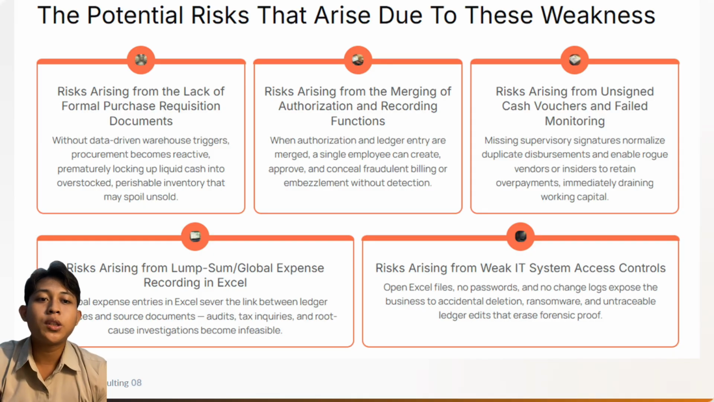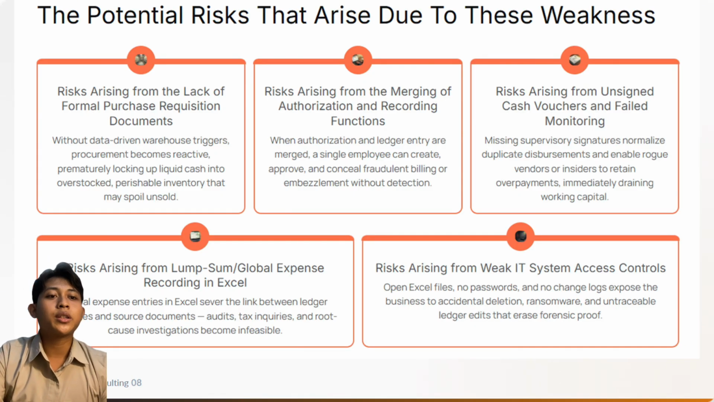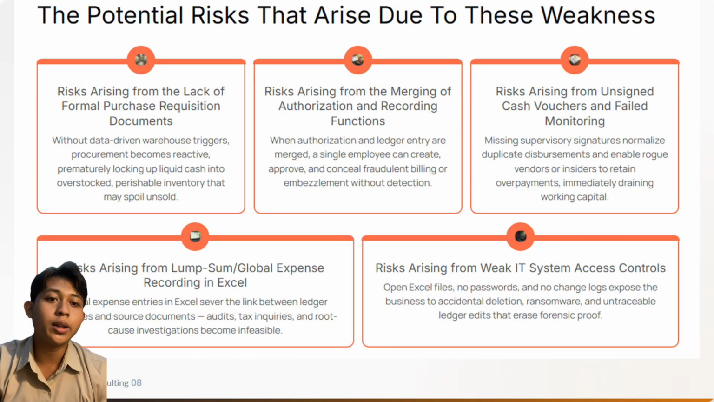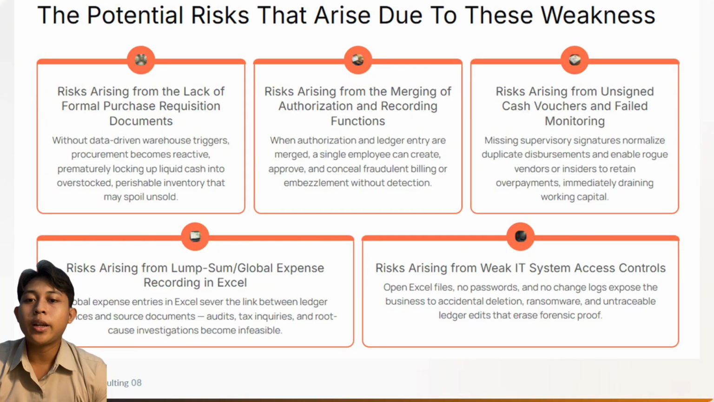Total elimination of check and balance. A human error, such as entering an extra zero on an invoice amount or missing vendor details, will remain completely invisible because the person who inputs the transaction is the same person responsible for ensuring its recording accuracy. There is no second line of defense to catch errors before they distort the financial ledger. And then the third is risk arising from unsigned cash voucher and failed monitoring.